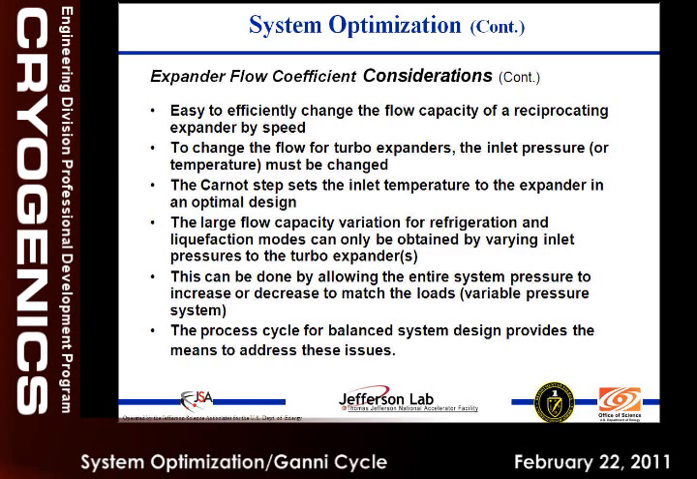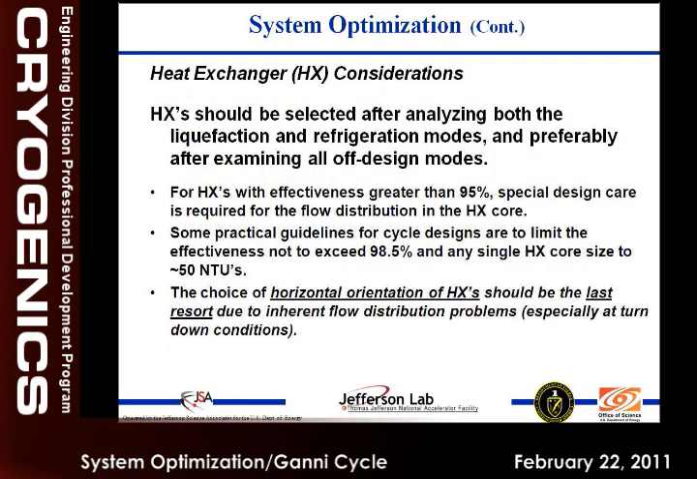Like I said, you can change the capacity of reciprocating by changing the speed. With the turbo expanders, if you want to get more flow through the turbine, we had to reduce the pressure. And it is less sensitive to the temperature because it goes as the square root of the temperature, because turbo expander flow works as a choke flow orifice. So, in a balanced cycle, we can incorporate these and still they won't be the limiting factors.